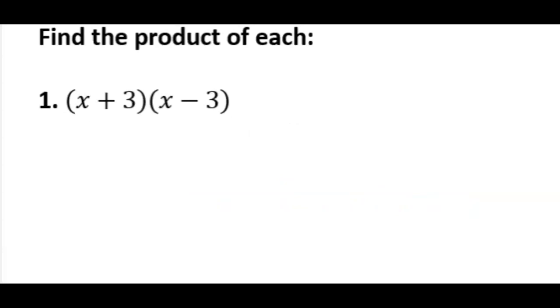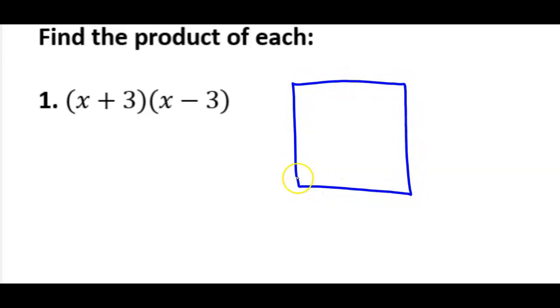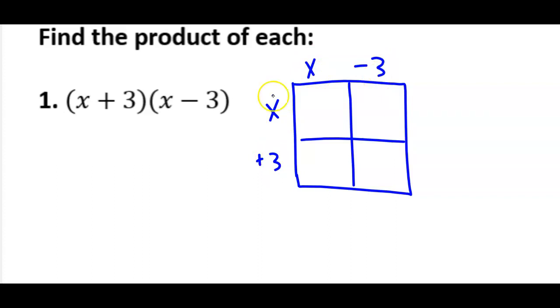We know how to do this, right? If we were to put this into a box method, we would very easily do that. We've got x plus 3 on this side, x minus 3 on this side, and when I do this times this, I'm going to get x squared. When I do this times this, I'm going to get negative 3x. When I do this times this, I'm going to get 3x. And when I do 3 times negative 3, I'm going to get negative 9.